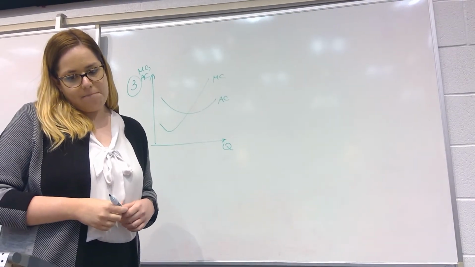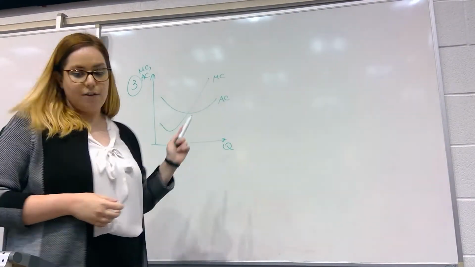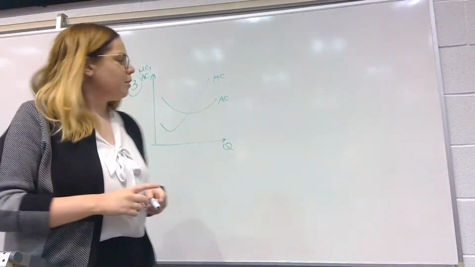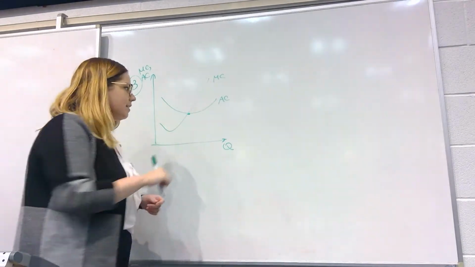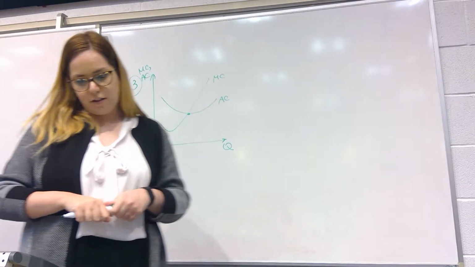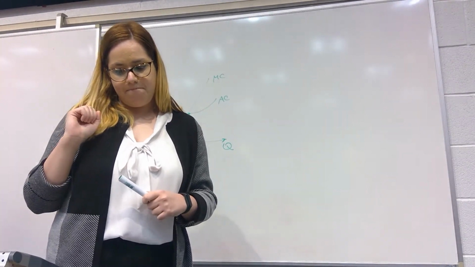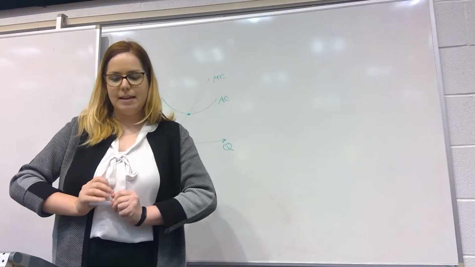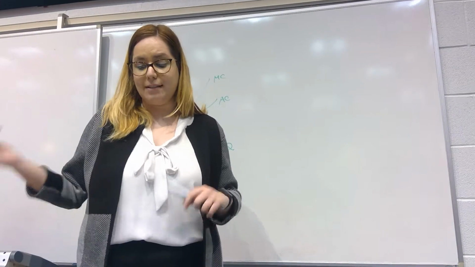So the marginal cost curve crosses the average cost curve at its minimum point. So we can see that approximately here the average cost curve is at its minimum when the marginal cost curve crosses it. The correct answer to question 3 is D. The marginal cost curve crosses the average cost curve at its minimum point.